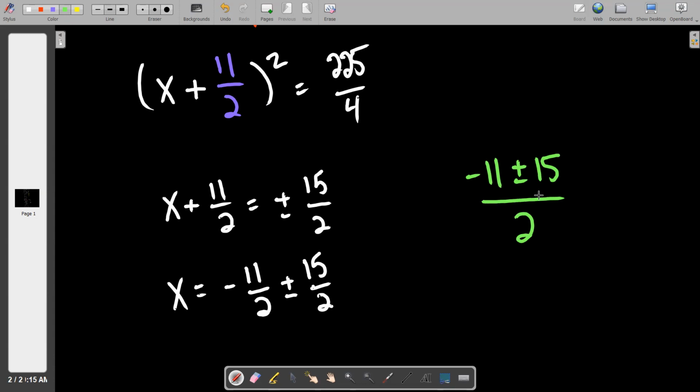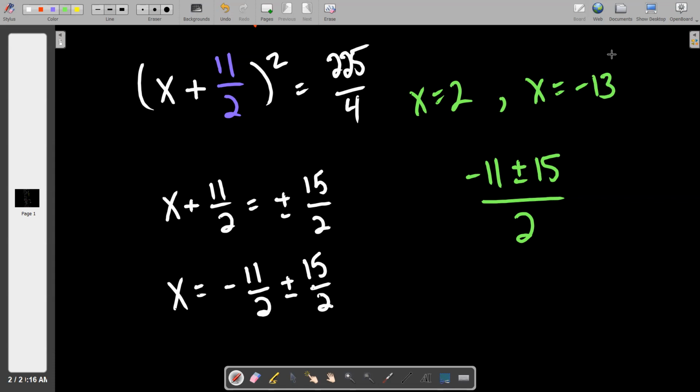So for the green person, what's negative 11 plus 15? What is 4 over 2? So for this person, one of the answers is x equals 2, right? What's the other pathway? What's negative 11 minus 15? Negative 26, right? Divided by 2 is negative 13.